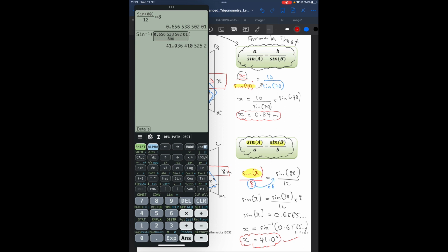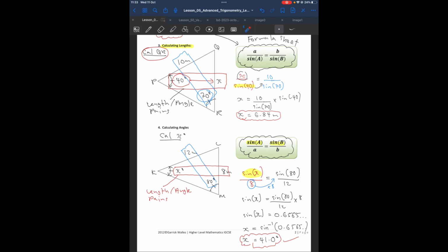So remember, when you work out the right-hand side of this equation, you're not getting the value for x. You're getting the value for sine x. You just need to remember to take the inverse sine of that value to get the final angle, which is the answer that you're actually looking for. And that's how you apply the sine rule to solving problems.